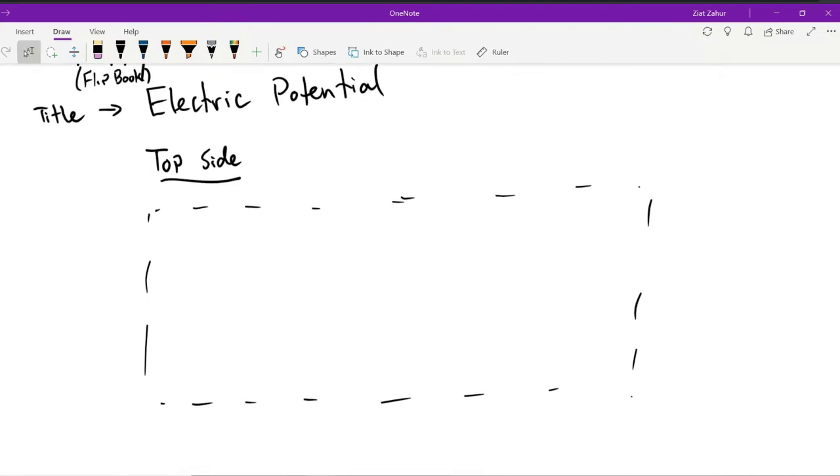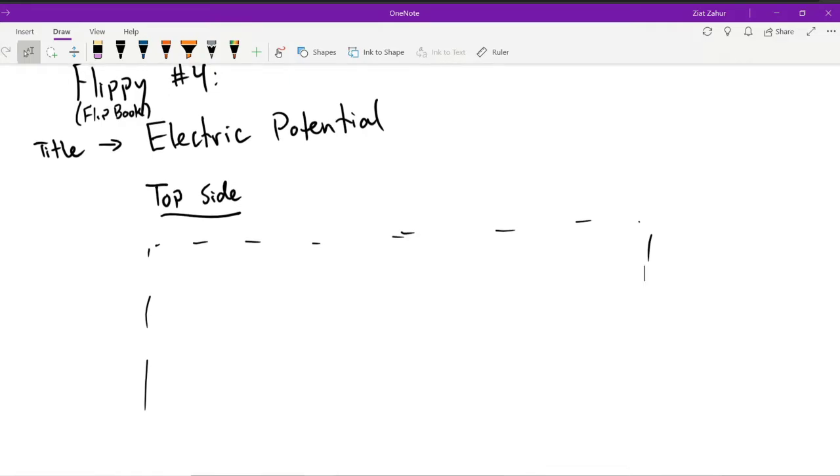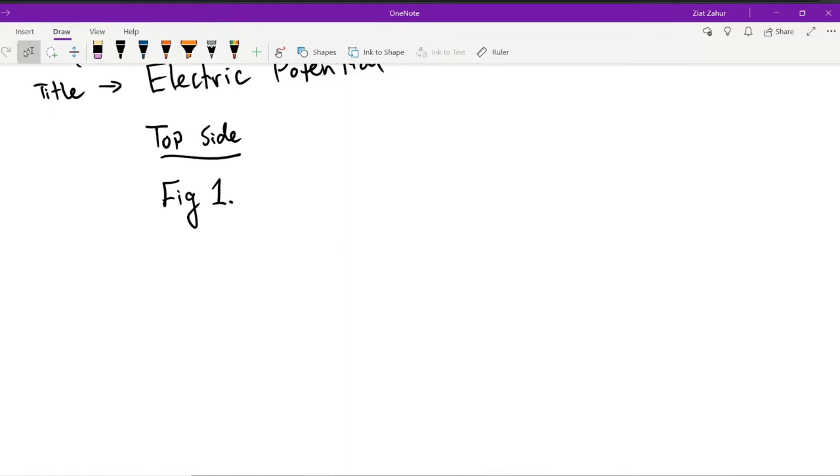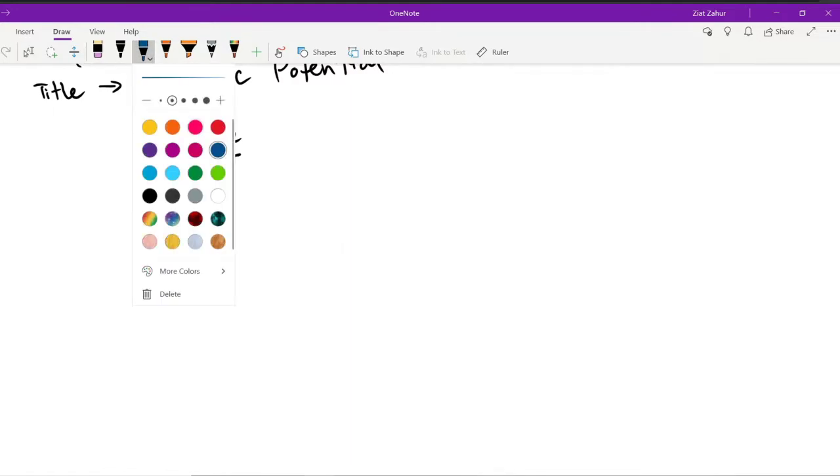Actually, I shouldn't do that. Undo. There. We'll start with figure 1. Figure 1. And we have a drawing. Basically 2 charges.